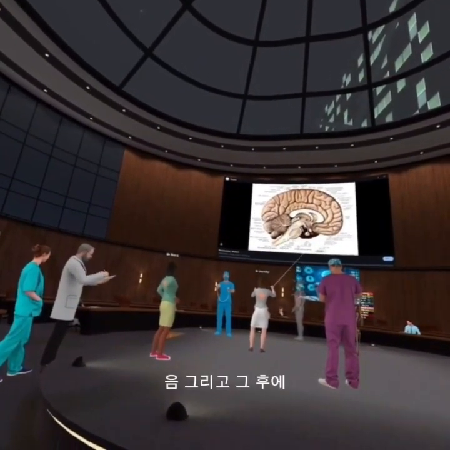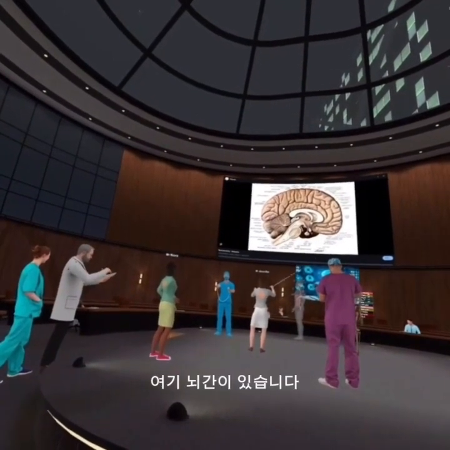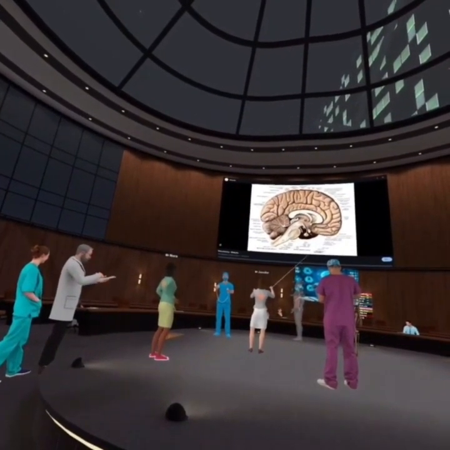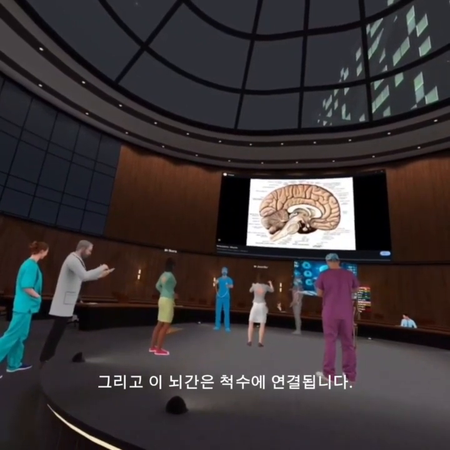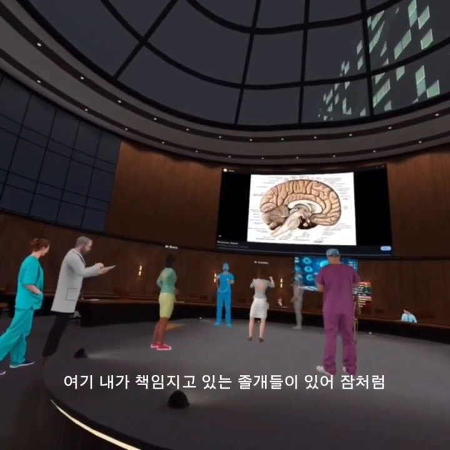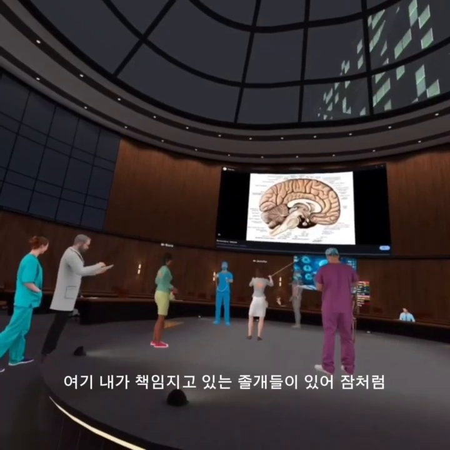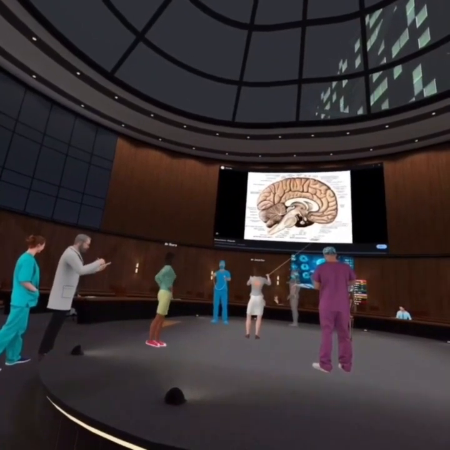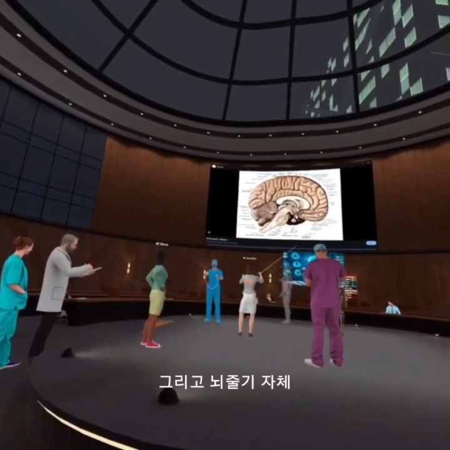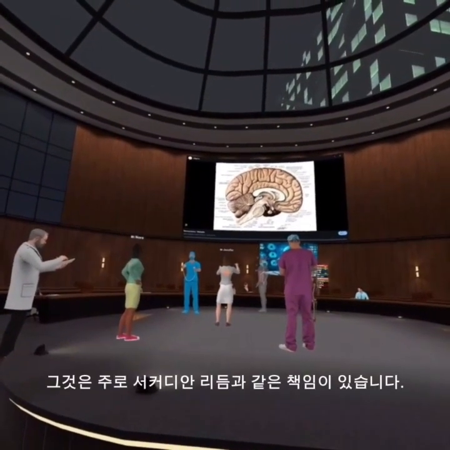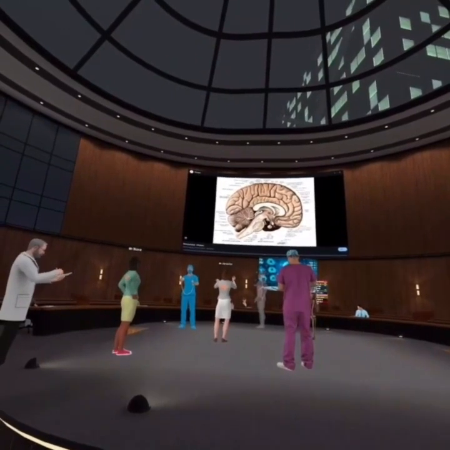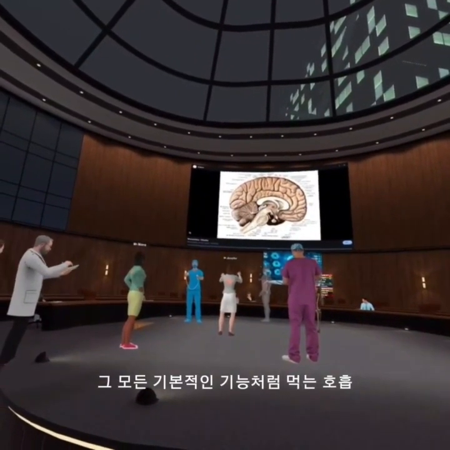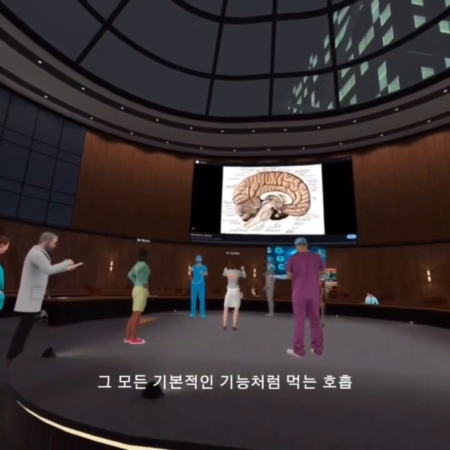And then after that, here is the brainstem. And this brainstem connects to the spinal cord. Here's the pons. Pons is responsible for like sleep, and then the brainstem itself, it's largely responsible for like circadian rhythm, like breathing, eating, like all those basic functions.